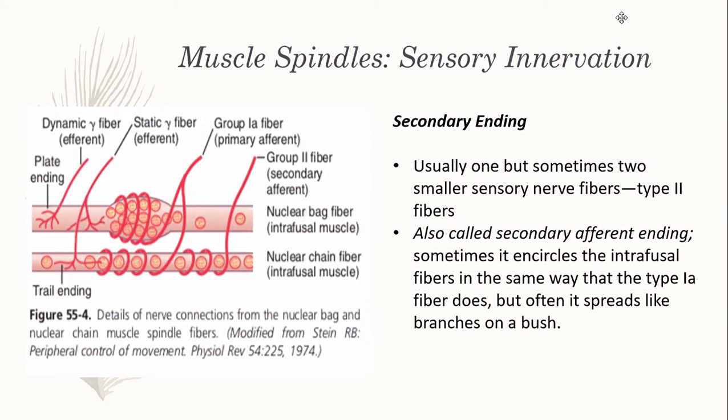Whereas the secondary ending, look at the picture, it comes only from the nuclear chain fiber. It has no fiber in the nuclear bag. That's probably why it is the secondary ending, right? So that's the only difference. The primary fiber has a fiber coming from both a nuclear bag and a nuclear chain intrafusal muscle fiber. But the secondary ending has a nerve fiber only on the nuclear chain. Next slide.